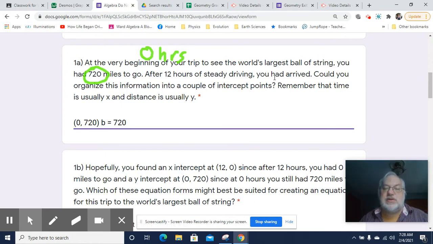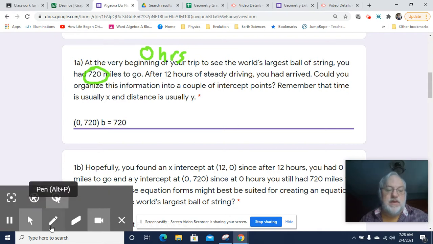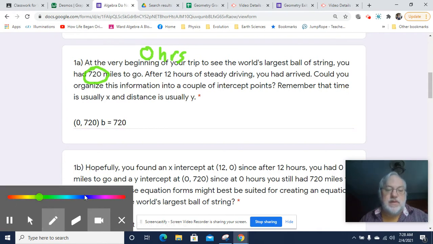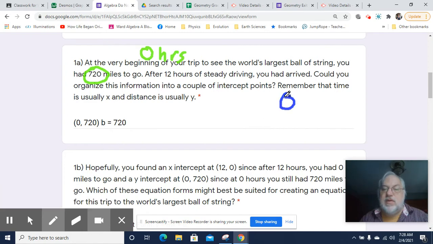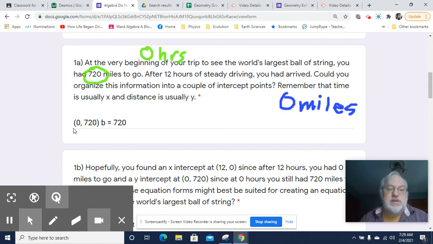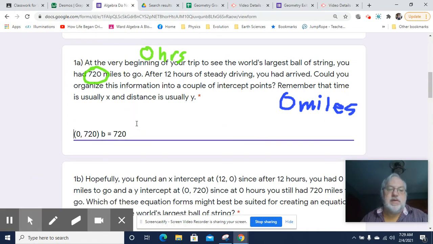So at 12 hours, you have arrived. So you now have 0 miles to go. Cool. We have 0 miles to go at that point. And so we could also say that after 12 hours, you have 0 miles. So a, which we usually use for x-intercepts, would be 12.